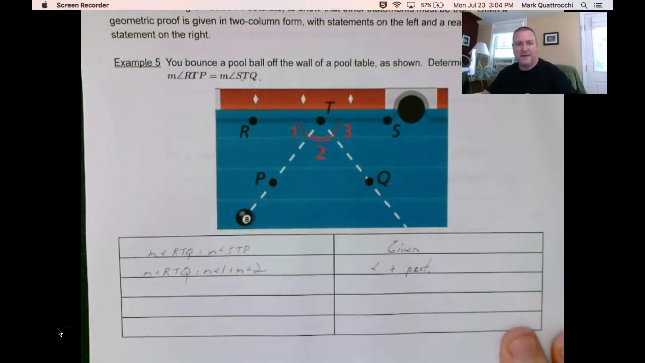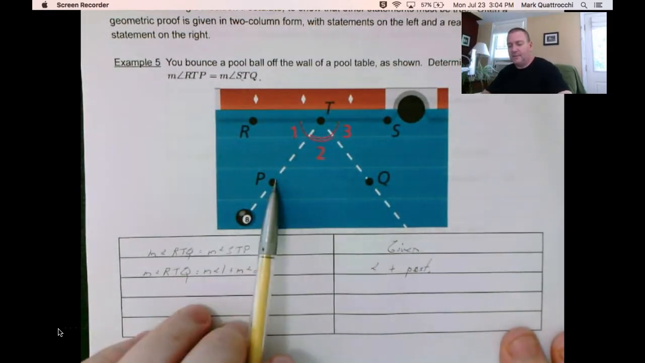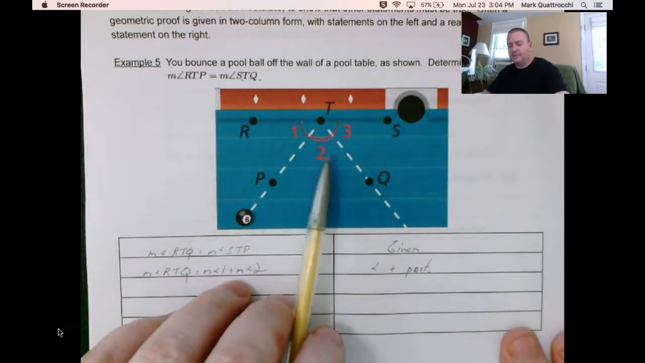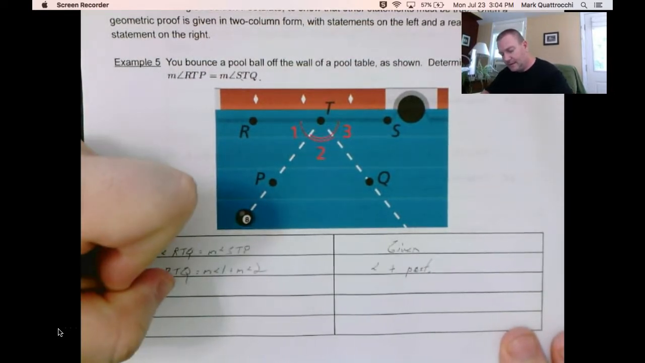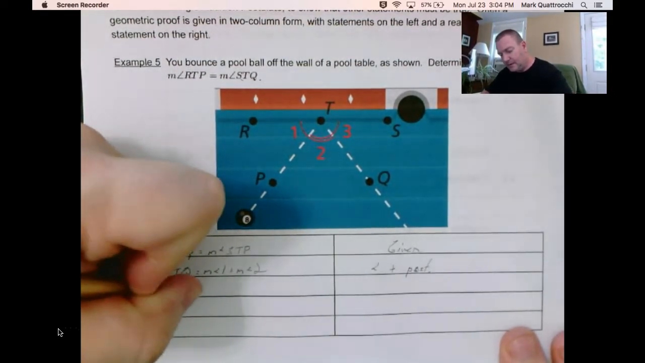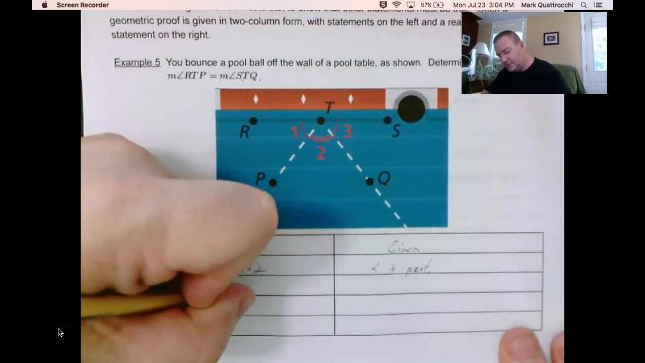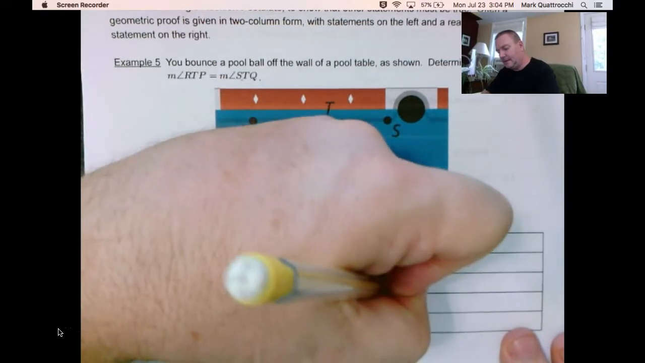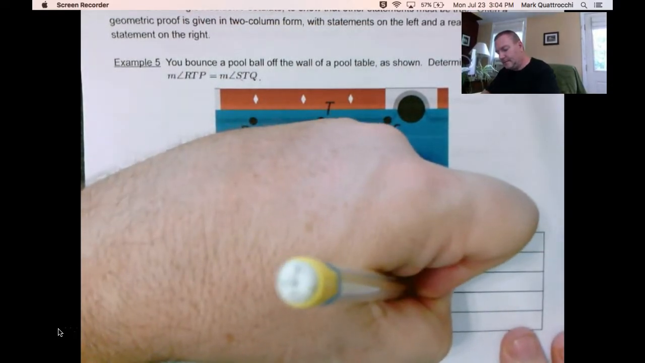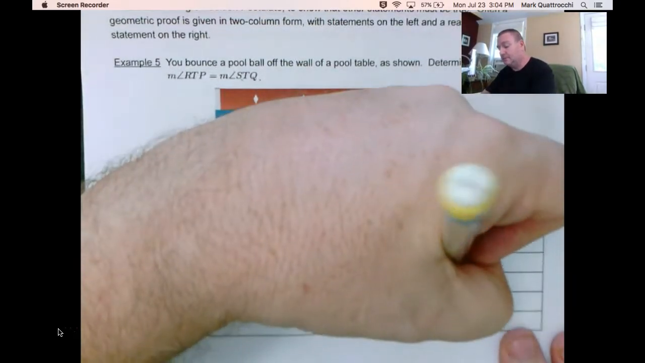So, what else do we know? We know angle STP is comprised of angle 2 and angle 3. So, measure of angle STP equals the measure of angle 2 plus the measure of angle 3. Again, angle addition postulate, or AAP. Suppose I could abbreviate.